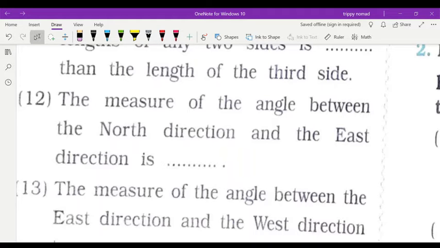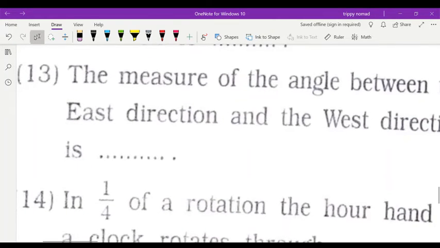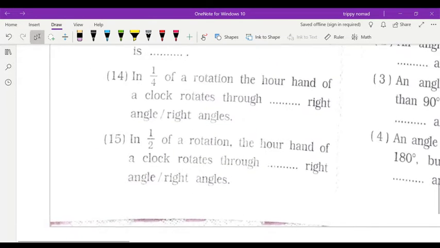Now question number 13: the measure of the angle between the east direction and west direction is dash. I have drawn east and west in the question. These are just opposite sides of a line. The measure of the angle formed by a line is 180 degrees. So the answer to question 13 will be 180 degrees.